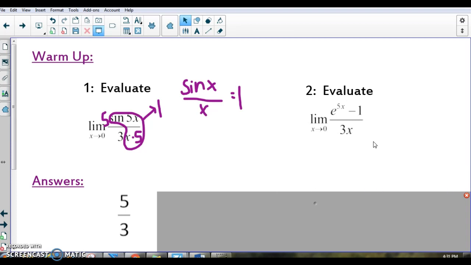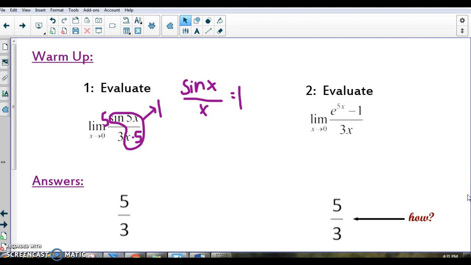The next problem isn't quite so easy to evaluate. It does turn out that this one is also equal to 5/3, but you don't really have the skills to do this one yet. So you'll come back and visit this problem later on using the technique that you're going to learn.